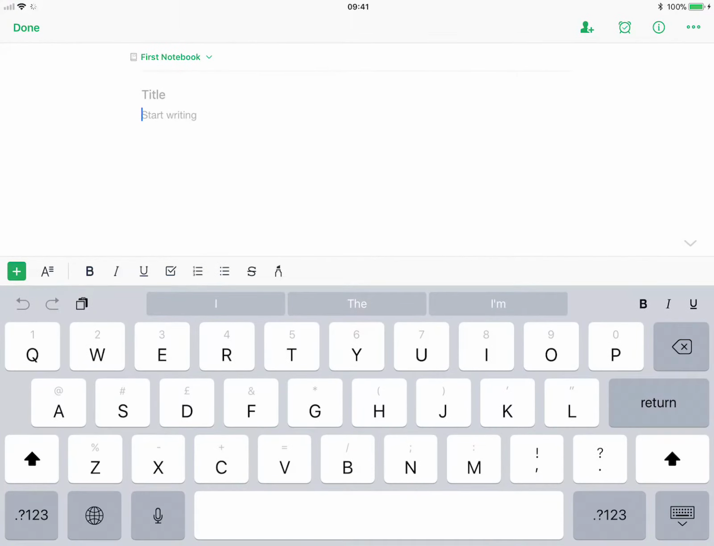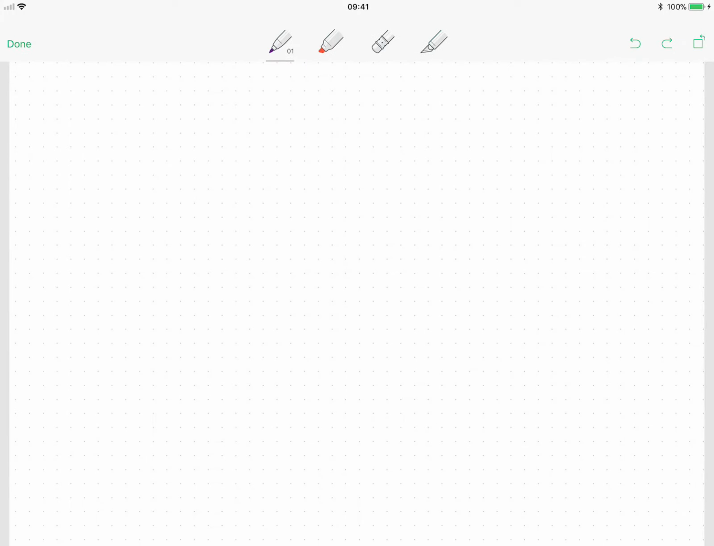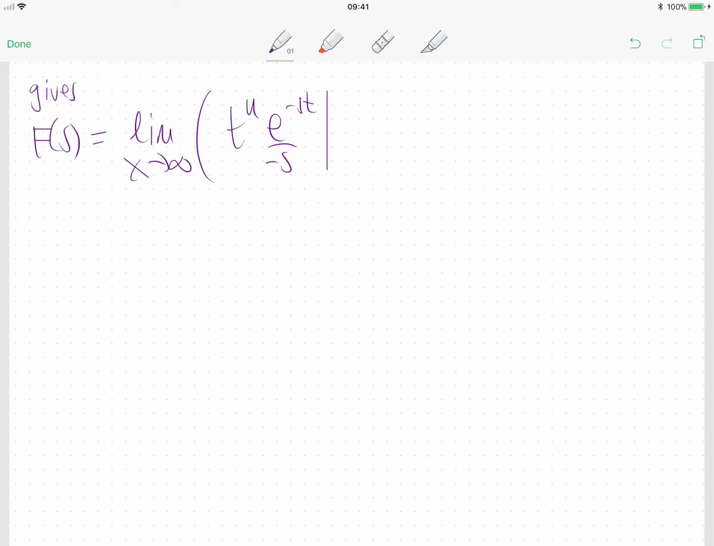Now this gives, let's see, the limit as x goes to infinity of u times v. This is our u, this is our v, evaluated between 0 and x, take away the integral of v du/dx. So just drop everything in. And we're left with something that's quite large.